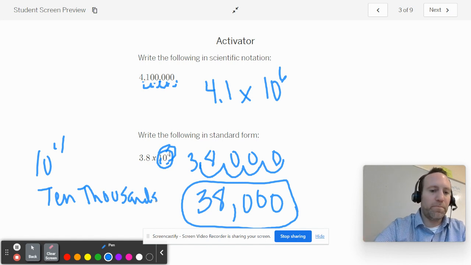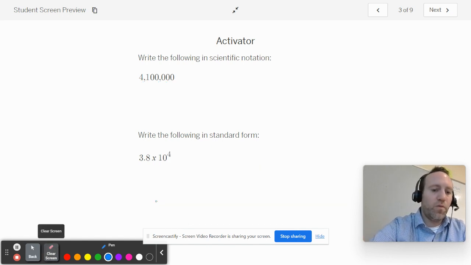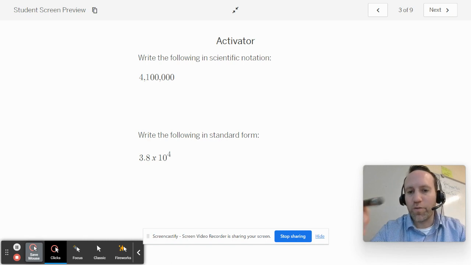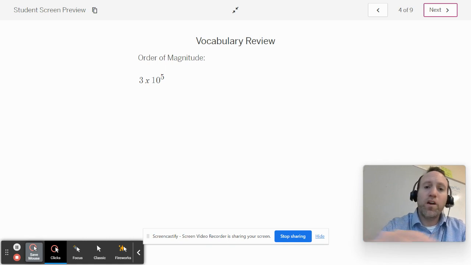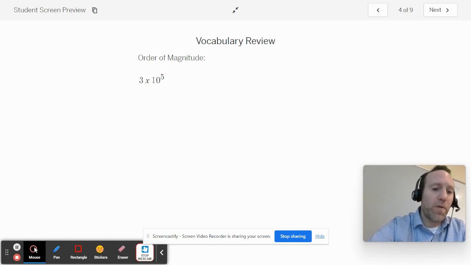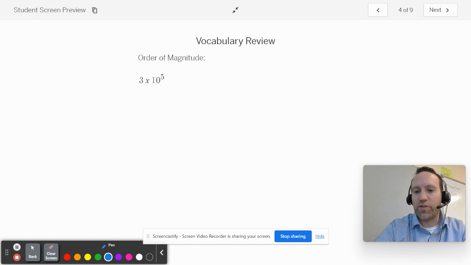Whatever you do, don't think of that number as the number of zeros. That's not always the case. Quick vocab review, order of magnitude. When we talk about magnitude in scientific notation, we're talking about the exponent that's there. So my order of magnitude here would be 5.